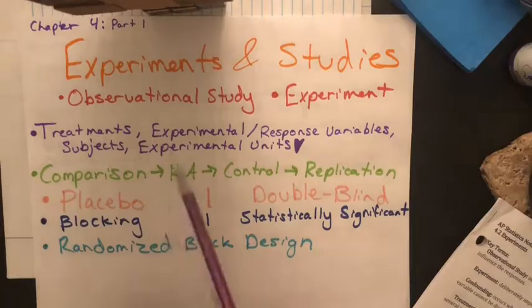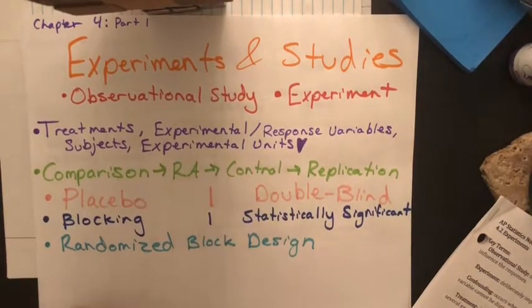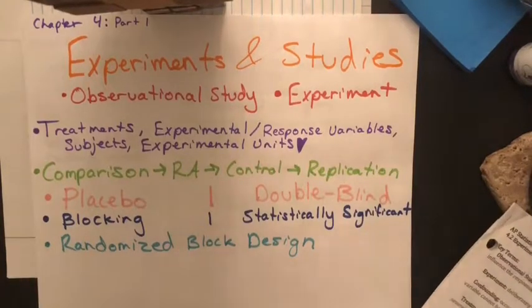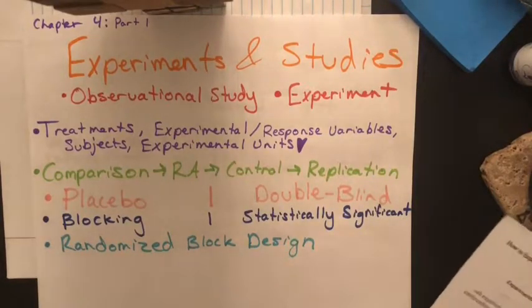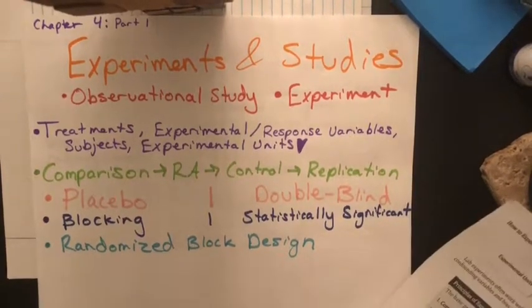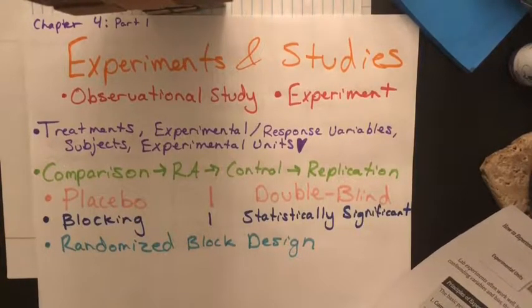Experimental units, where's that right there? Experimental units, the collection of individuals to which the treatments are applied. For these experiments, you want to do a random assignment. So that's when they're assigned to treatments using a chance process.